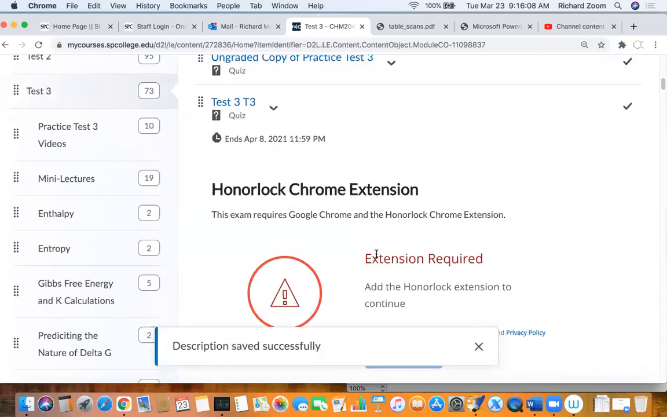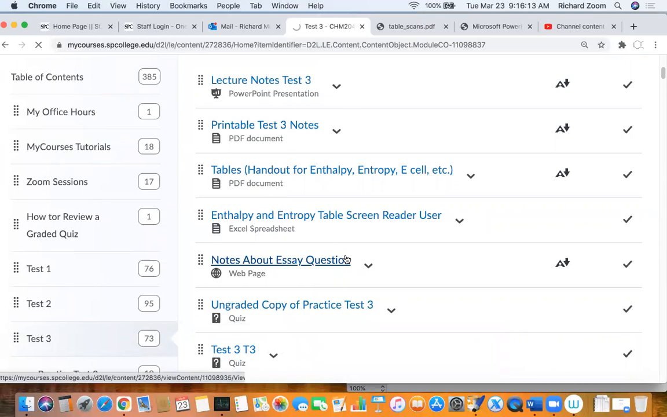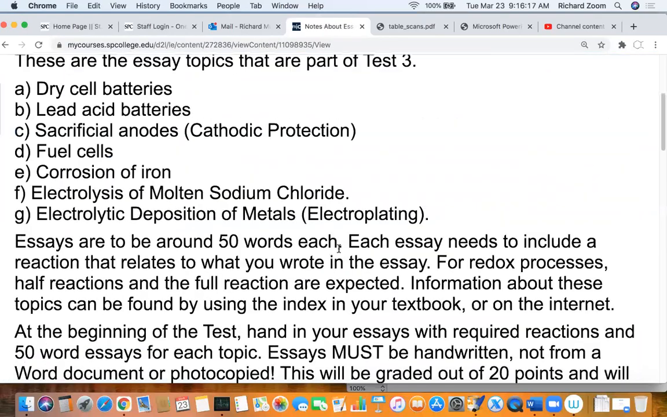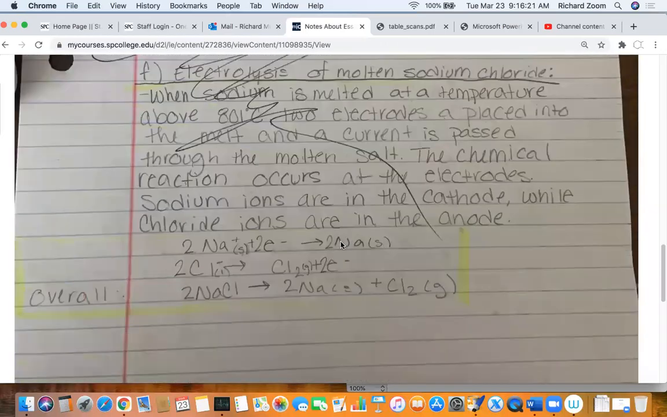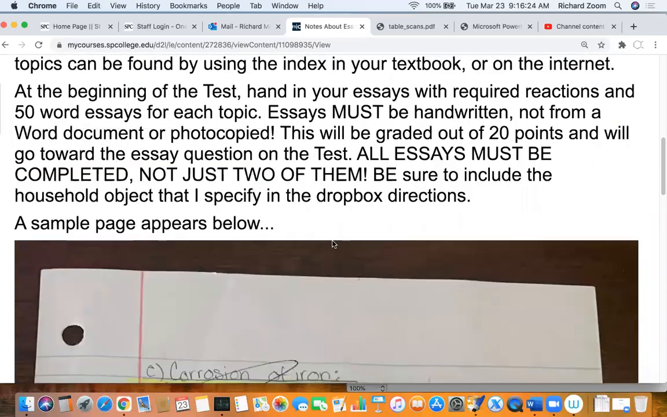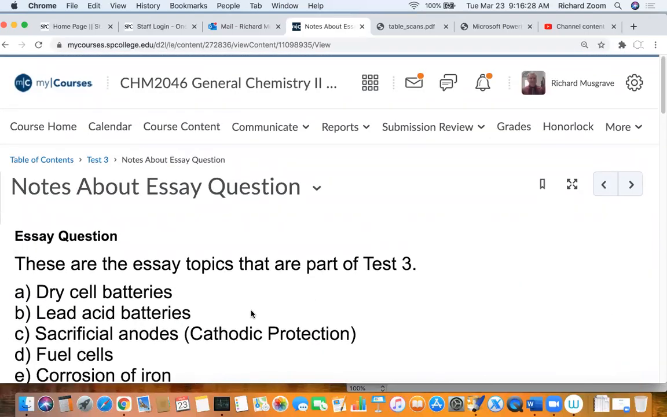Let's go back to the notes about the test 3 question. I actually have an example shown here of corrosion of iron and electrolysis, so it gives you an idea what I'm looking for. Okay. All right, so there you go.